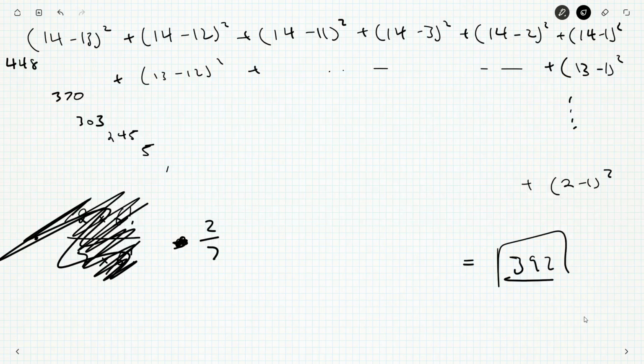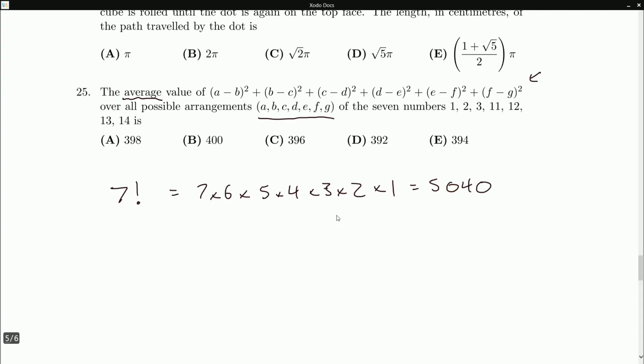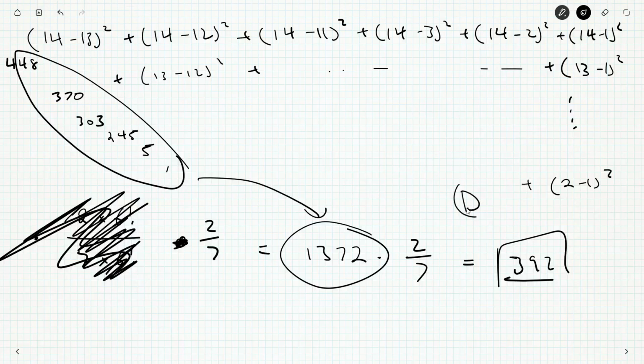For those of you wondering, I think it was 1372. Let me just reverse the calculation. Multiply by 7, divide by 2. Yeah, 1372 as the sum of the rows. 392, I think we were in the late 300s. Yeah, there it is. It's D. So D will be our final answer.